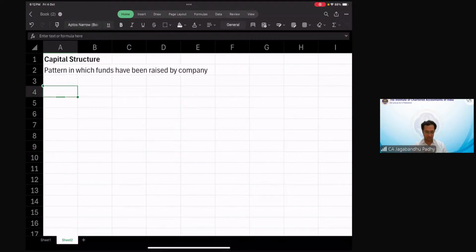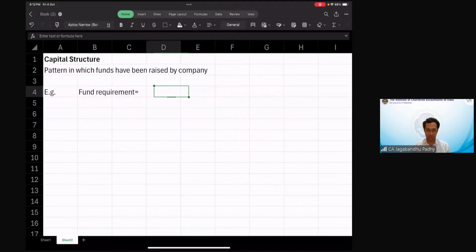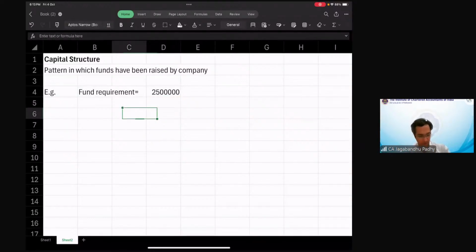Okay, so let's take an example to understand this. Let's say we need a total fund of, suppose, 25 lakh. We require funding of 25 lakh for our new business venture. So it's a startup. We want this 25 lakh as the fund. Now, there are two or maybe three possibilities with us.